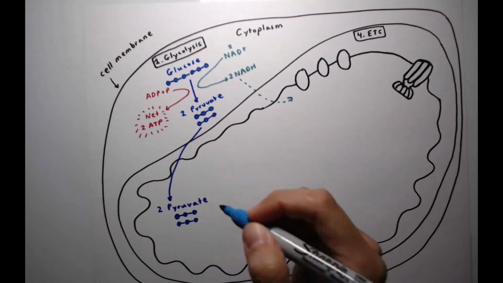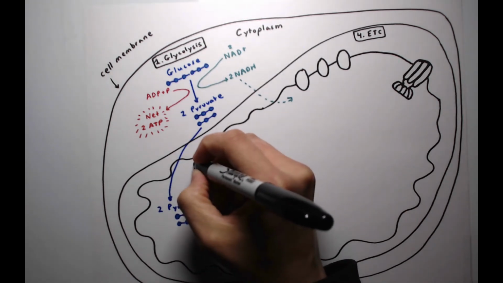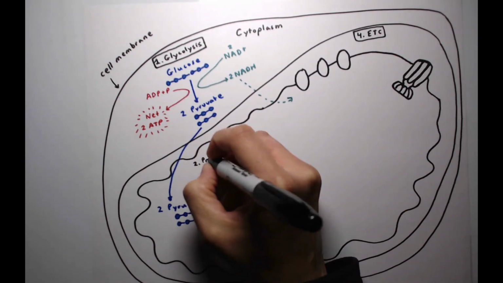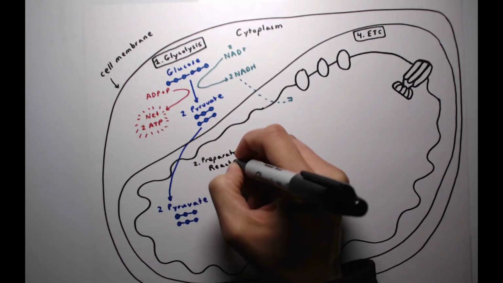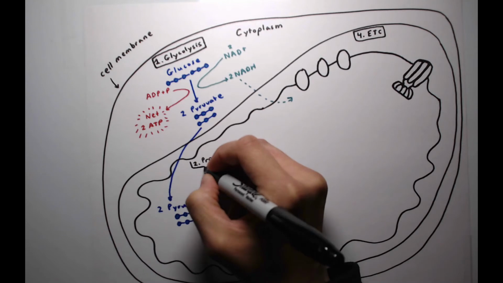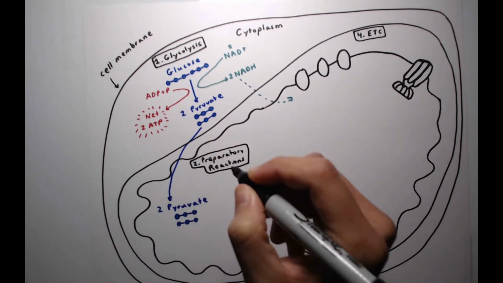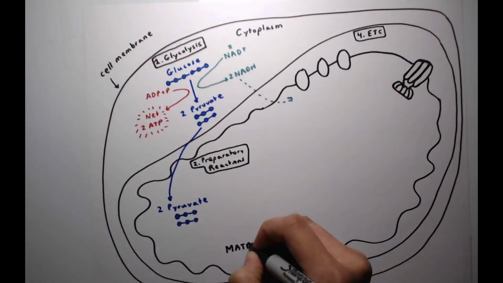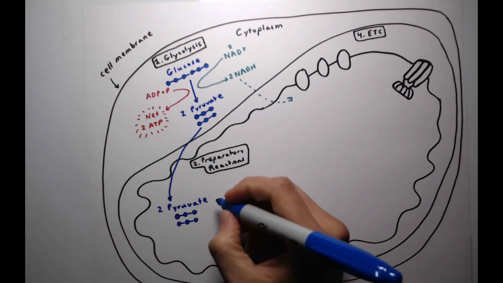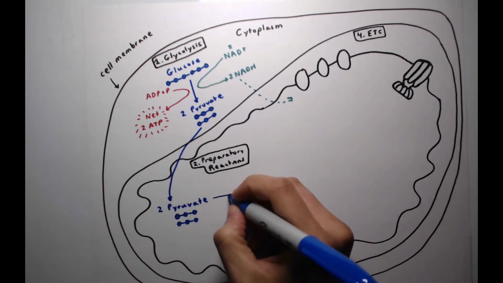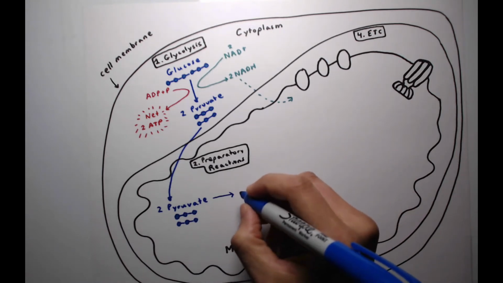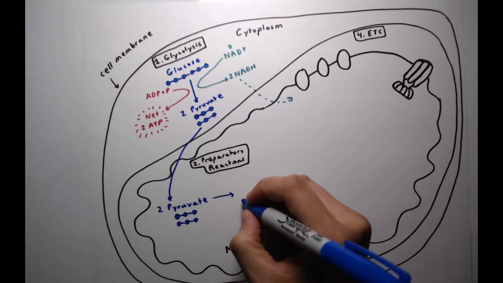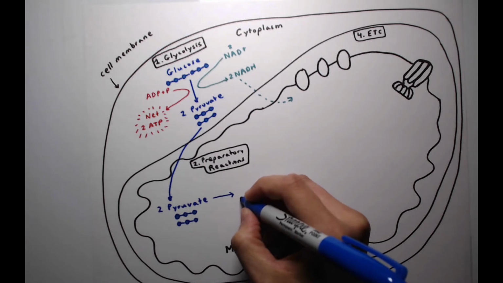The space within the mitochondria is called the matrix. This now begins the second stage of cellular respiration, called the preparatory reactions. The preparatory reactions are going to prepare pyruvate for the next stage of cellular respiration. During the preparatory reactions, each pyruvate molecule is broken down further. Notice that we are slowly breaking down the carbons that originated in the glucose molecule.